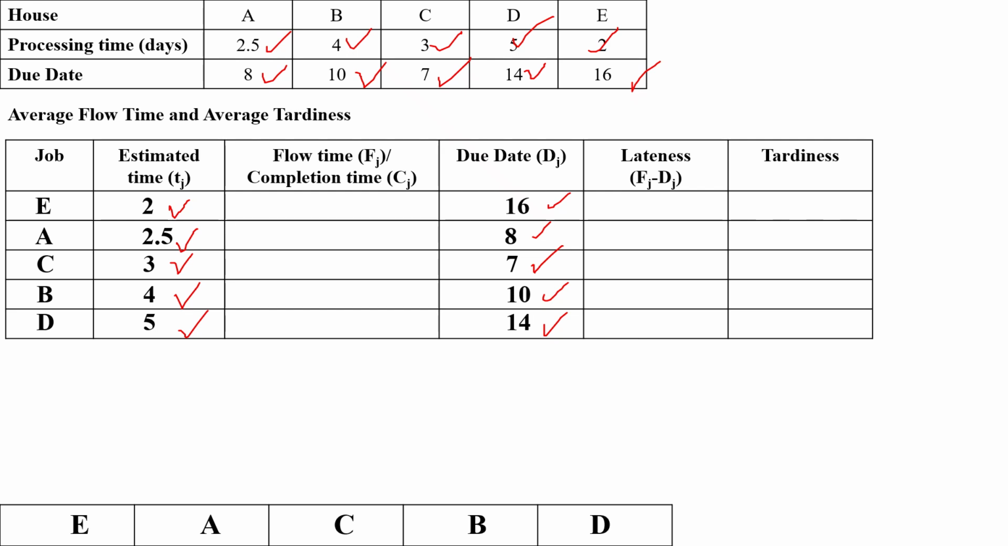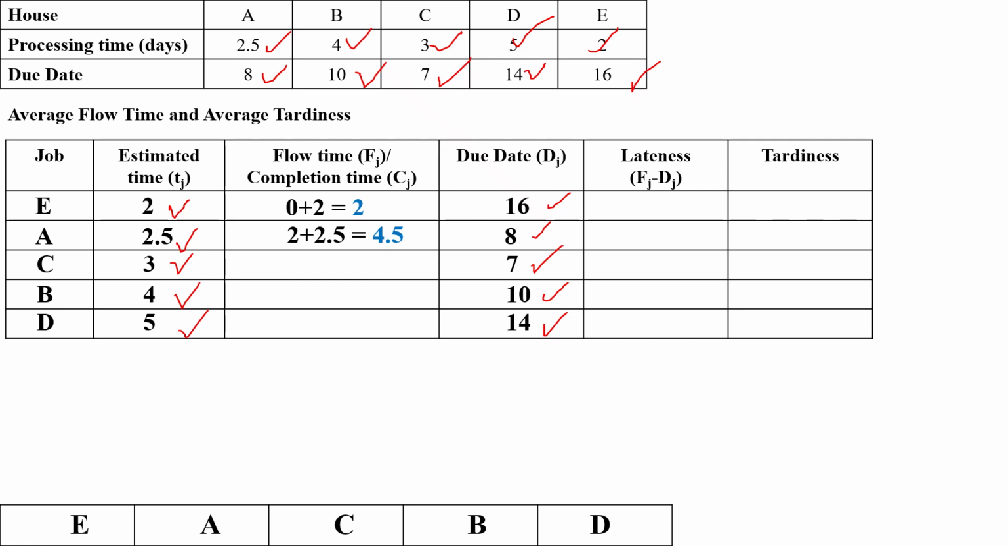So next we have to determine the flow time or completion time. First we start with the first job, that is job E. For the first job, flow time is 0 plus processing time, so 0 plus 2 is equal to 2. Next, for job A, flow time is the flow time of the previous job plus processing time. The flow time of the previous job is 2 and the processing time is 2.5, so it is 4.5.